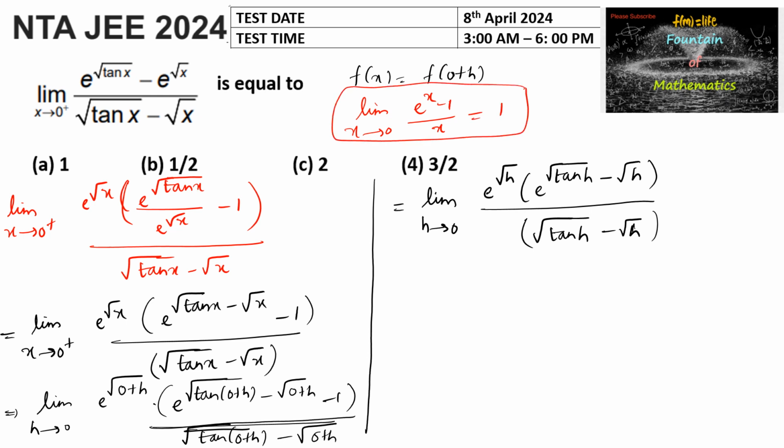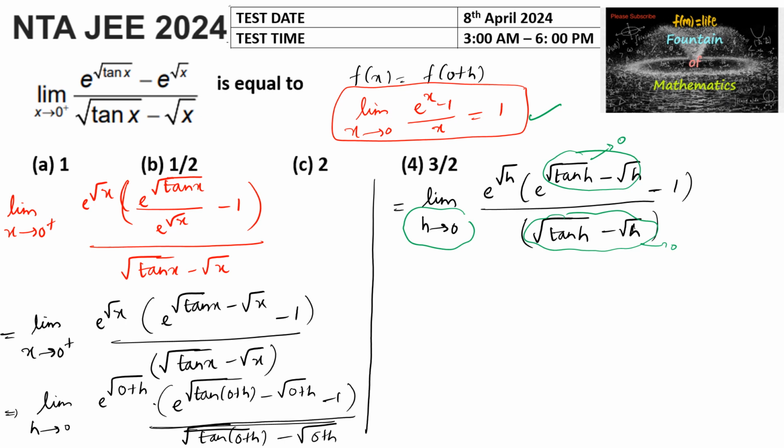And here also when h tends to 0, tan h will become 0 and root h is 0. So here it is e power 0 minus 1, this whole term will become 0 and the denominator also the same, which is 0. So in that case, e power x minus 1 upon x value is 1.